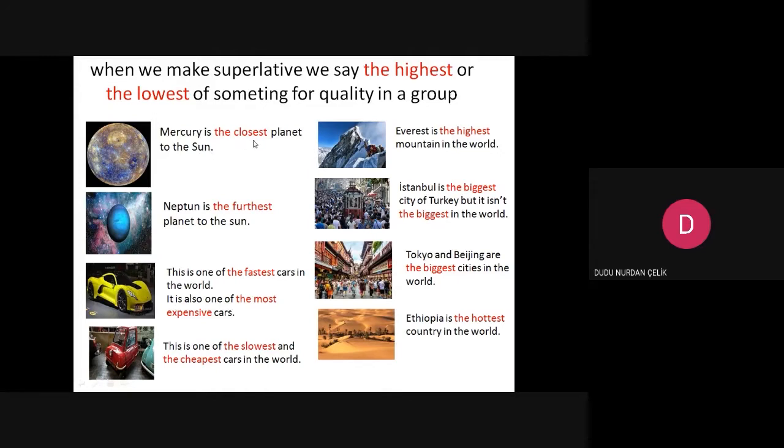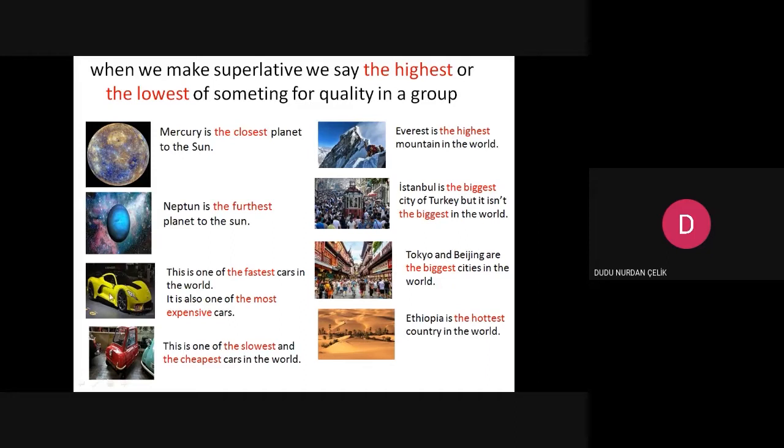Close, not far. It's the closest planet to the sun. Look at Neptune. Neptune is another planet, and it is the furthest planet to the sun. It's not close, it's furthest.